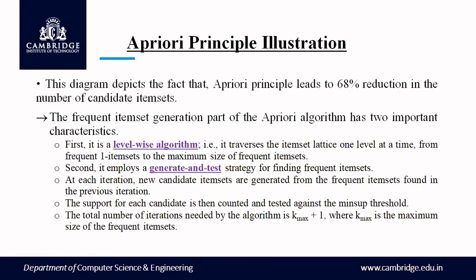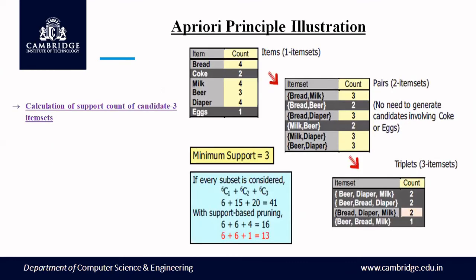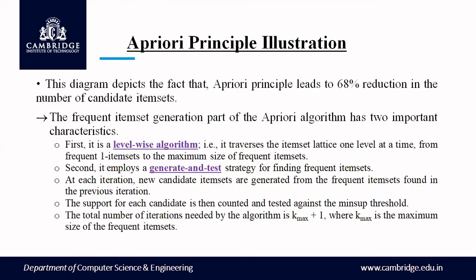Yes. So the a priori principle illustration is very simple over here. So the diagram depicts the fact that the a priori principle leads to 68% reduction in the number of candidate items at generation as well as the comparisons. And the frequent items at generation part has 2 important characteristics. First and foremost, it is a level-wise algorithm. Next one is it just employs the concept of generate and test. Generate and test means start generating all the candidate item sets and then test the candidate item sets for the minimum support threshold and then generate the frequent item set from there. So this is how the whole a priori principle works.